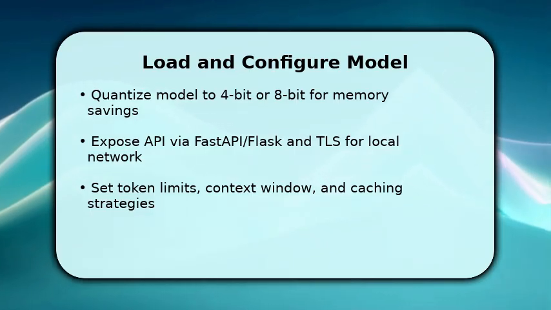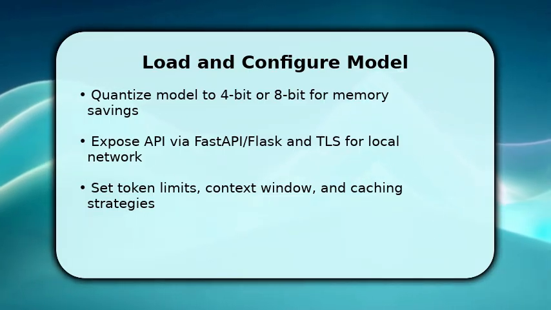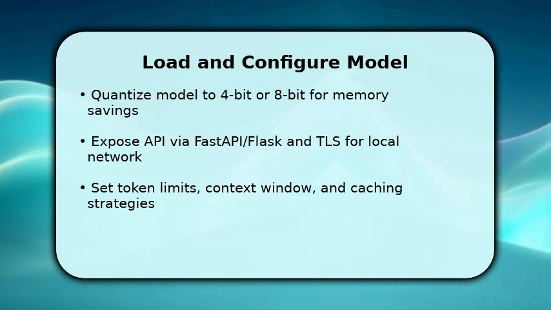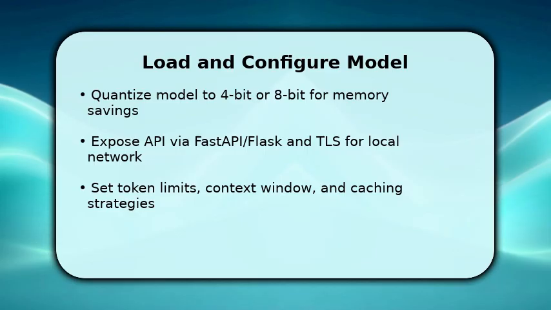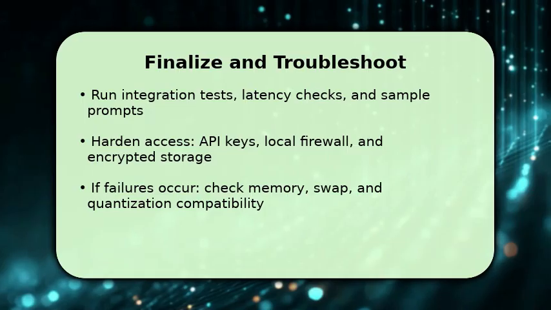Configure token limits and the context window so responses stay coherent. Enable caching for repeated prompts to reduce latency. Make sure logging and resource monitors run so you can spot bottlenecks early. Finish by running integration tests and latency checks using realistic prompts to validate behavior and performance.